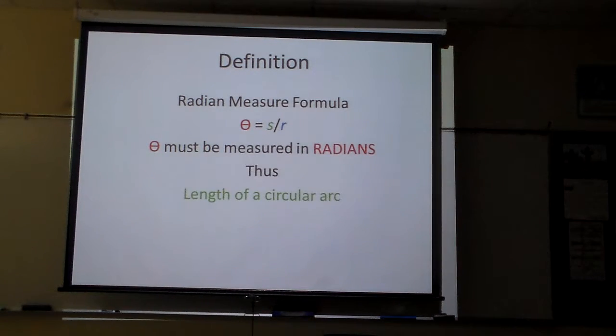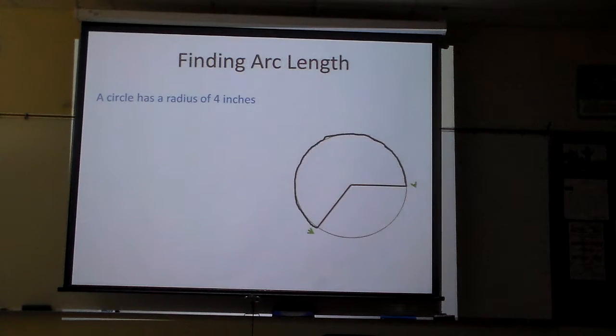All right? Thus, the length of a circular arc is S. S is basically like a distance. You would take theta times the radius, and that will give you the length of a circular arc. Okay? So S is equal to R times theta. These are formulas that you're going to need in order to work this next particular section.